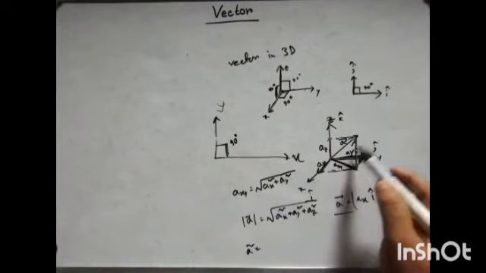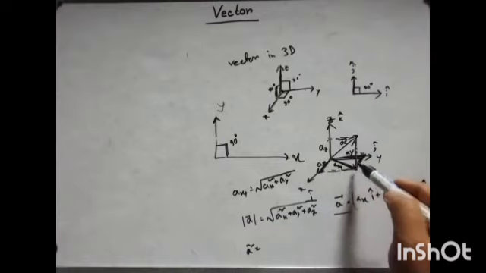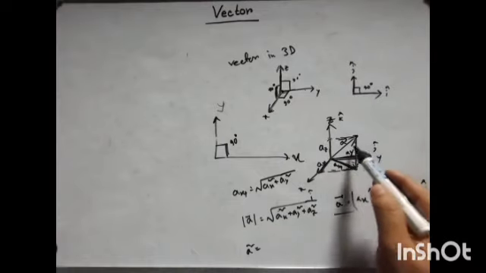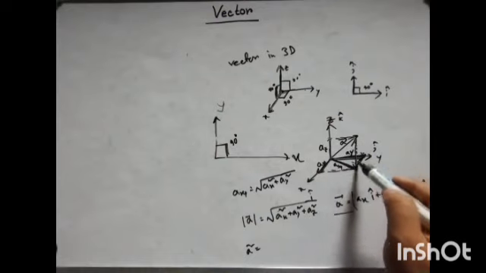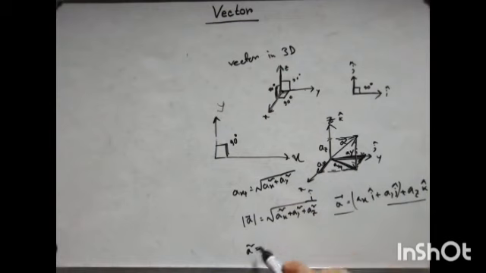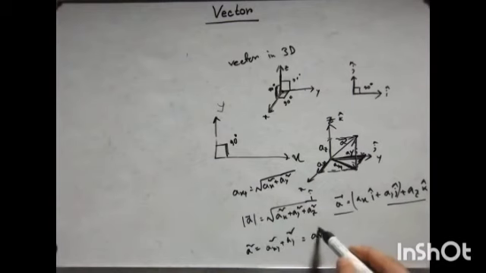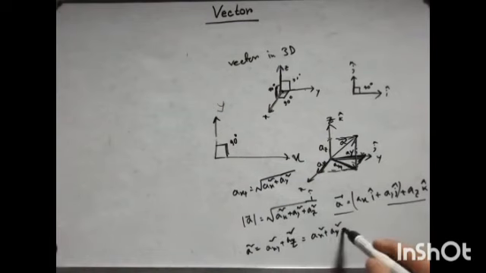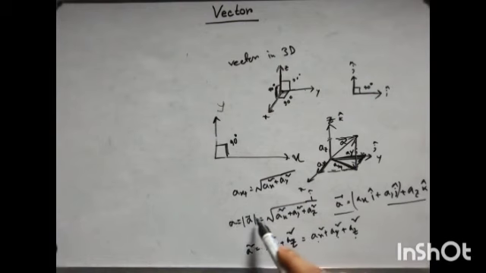Now az k cap is 90 degrees with the xy plane, so these are 90 degrees with each other, so a square will be axy square plus az square, and axy square means ax square plus ay square. So a square equals ax square plus ay square plus az square, then a means root over ax square plus ay square plus az square. So in this way you can find it.